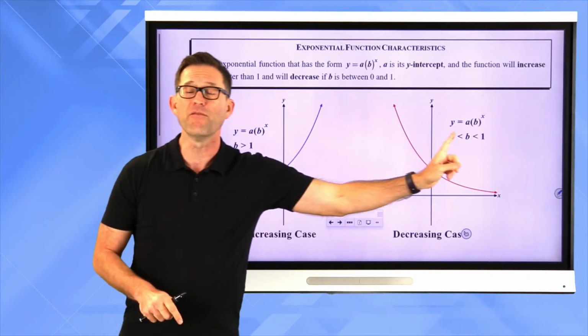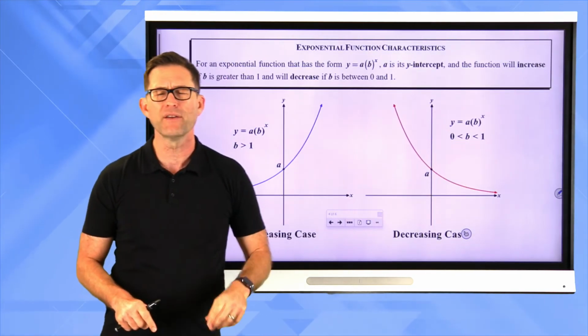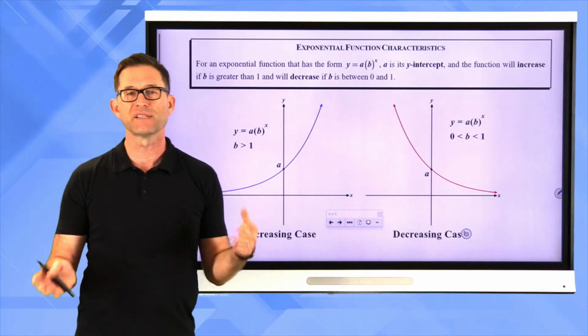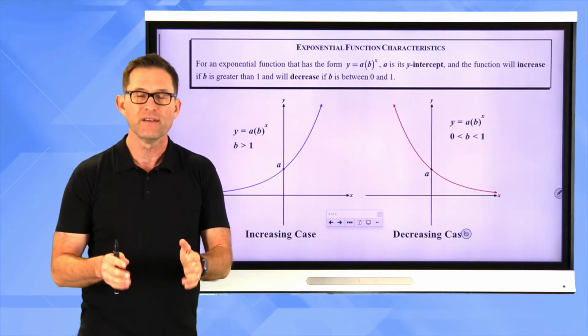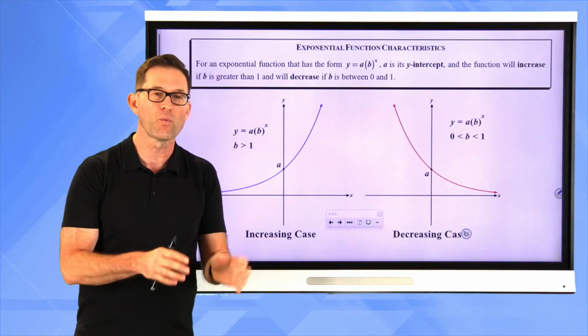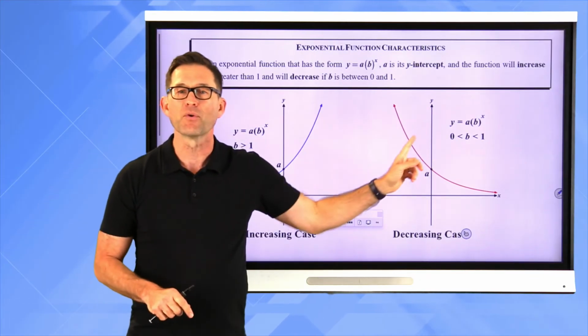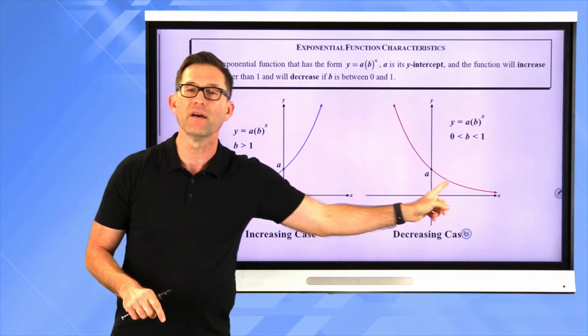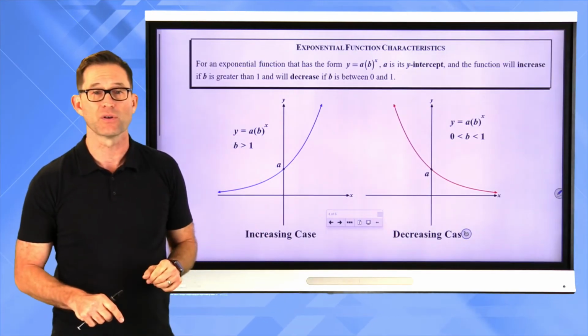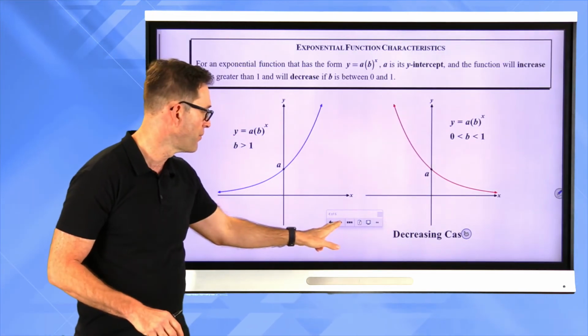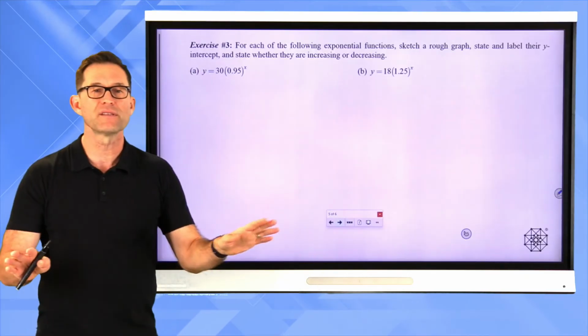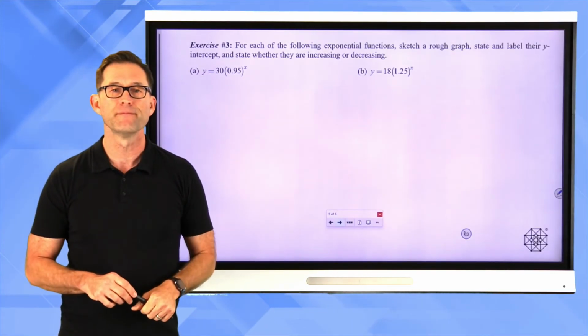On the other hand, if b is between 0 and 1, and don't think of that as, oh, if b is a decimal or if b is a fraction. No, it's whether the number is greater than 1 or less than 1. If the number is less than 1, then we will have a decreasing exponential. All right, very, very critical. So real simple, let's take a look at exercise number 3.